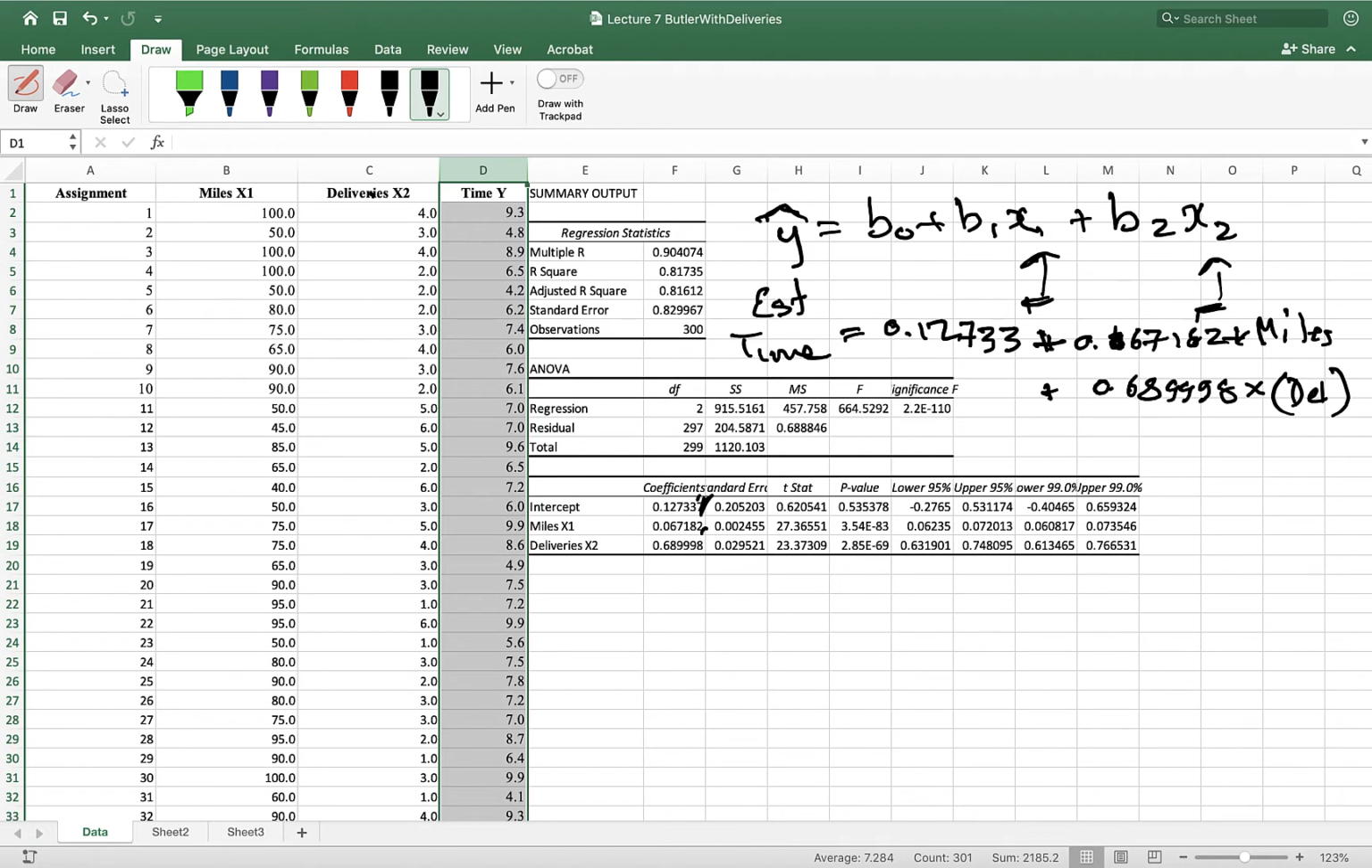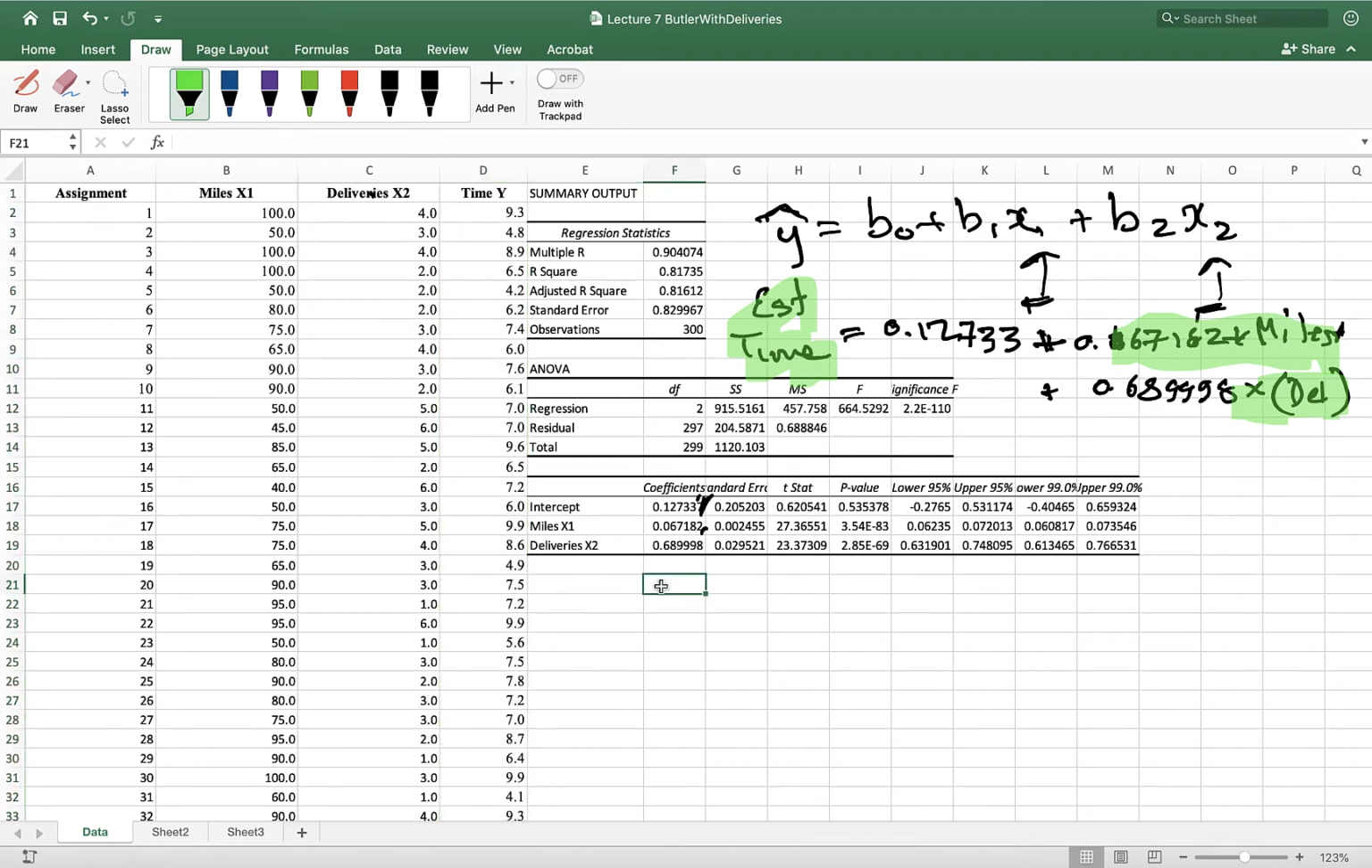So if you have a driver, you tell me how many miles they're going to drive, and you also tell me how many deliveries they're going to make, I can just pop the miles and deliveries into this formula, and out on the other side is going to pop the estimated time it will take to make those deliveries. So let's actually have a look at an example of that in action.